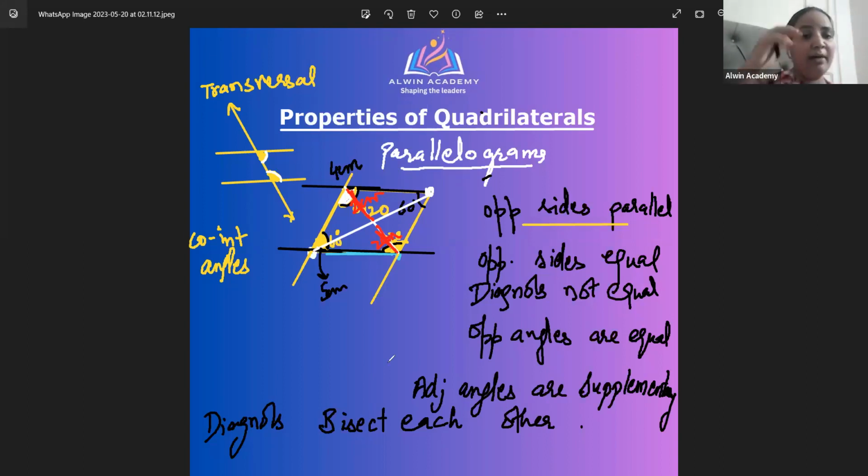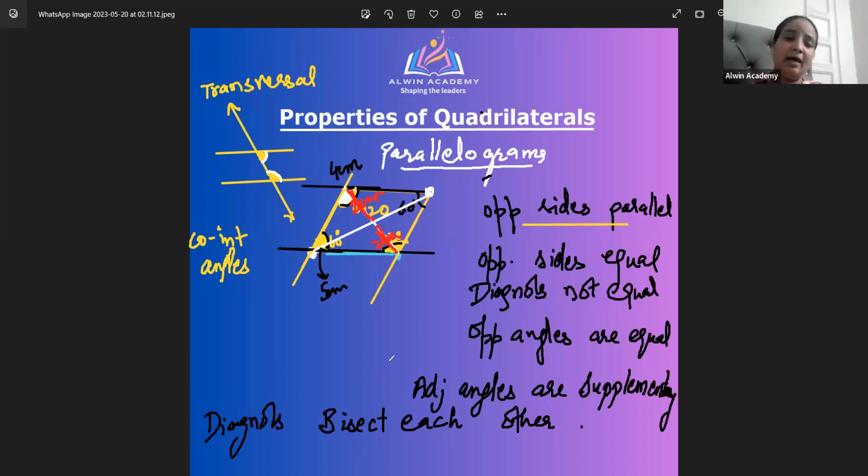Whenever two brothers fight, what does mama do? Mama makes equal pieces of the thing and gives it to both the brothers. Isn't that what mama does? So mama bisects the thing and the problem is solved. What is bisecting? Cutting into two equal halves, right?